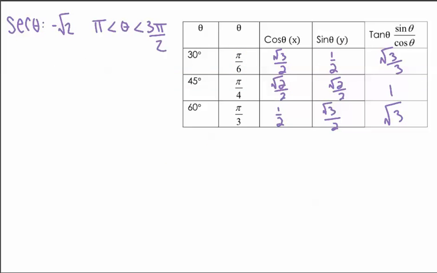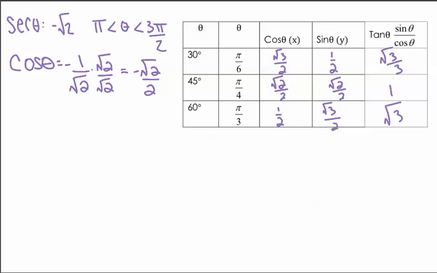Okay, so we're going to make it a little bit tougher here. I have that secant of theta equals negative radical 2. Well, when we look at our chart, we don't have a secant, but what we do have is a cosine, and we know that cosine is the reciprocal of secant. So if secant is negative radical 2, then that means cosine of theta equals negative 1 over radical 2. Or after you rationalize that, you're going to get negative radical 2 over 2.